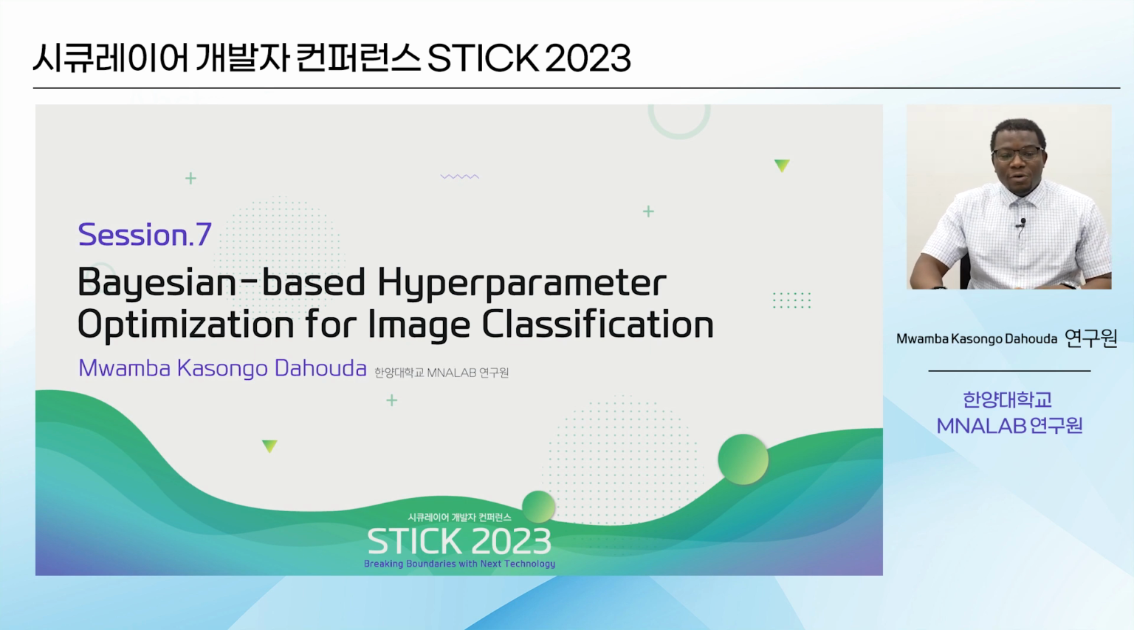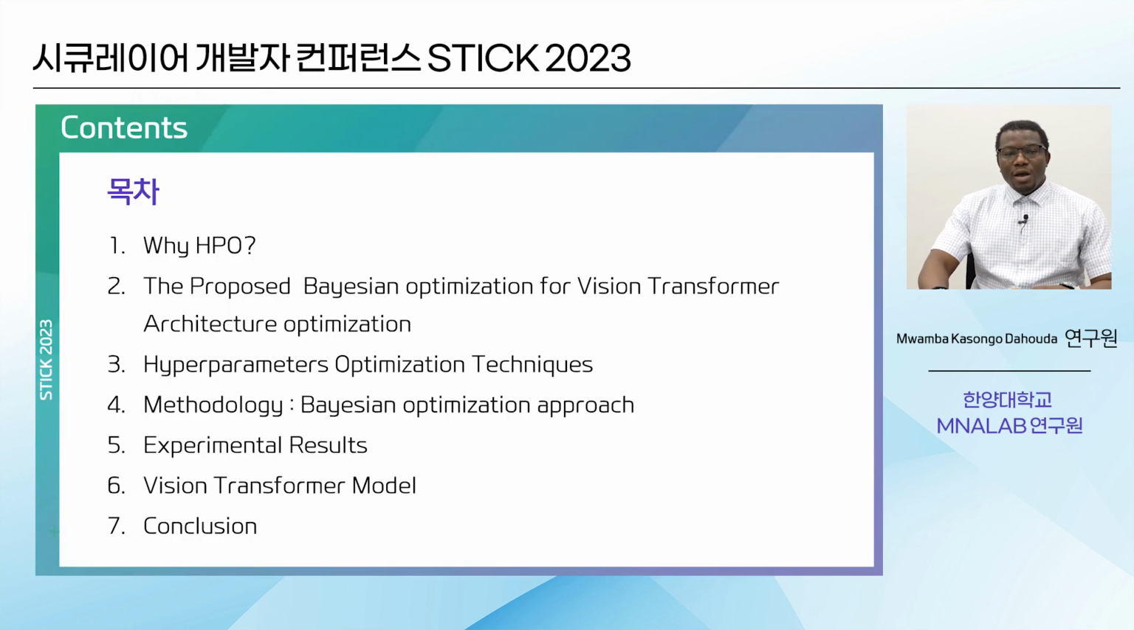This study focuses on leveraging Bayesian-based optimization techniques to intelligently navigate the hyperparameter space, aiming to enhance the efficiency and effectiveness of hyperparameter tuning for image classification. Our presentation is about Bayesian-based hyperparameter tuning for classification image.